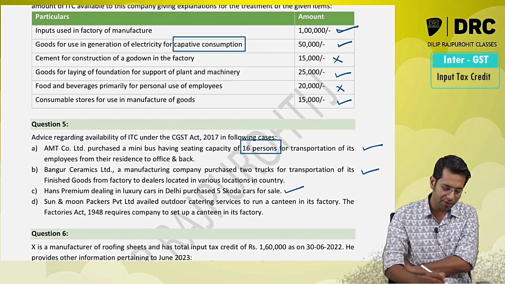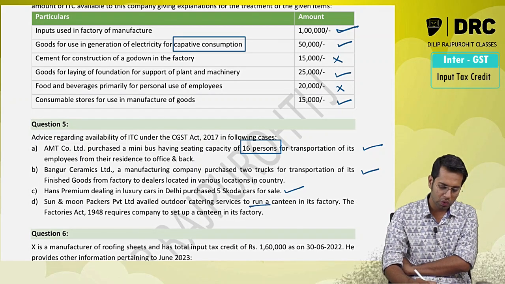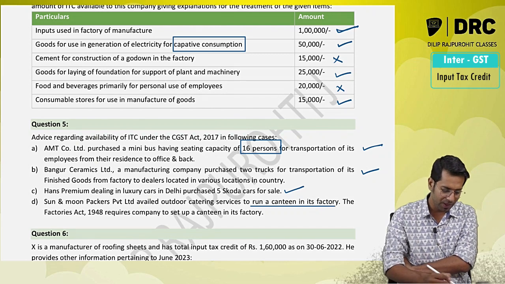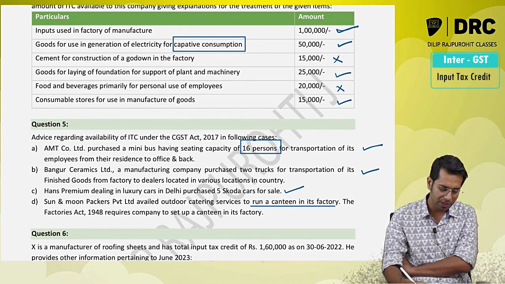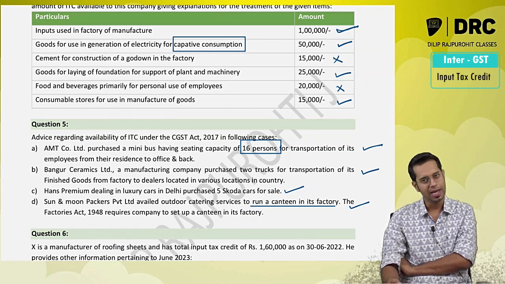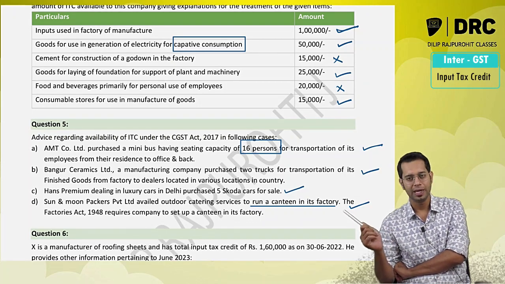Sun Moon Packers availed outdoor catering services to run a canteen in its factory. The Factories Act requires the company to set up a canteen. Can it take input tax credit? Answer is yes, because it is obligatory by law.